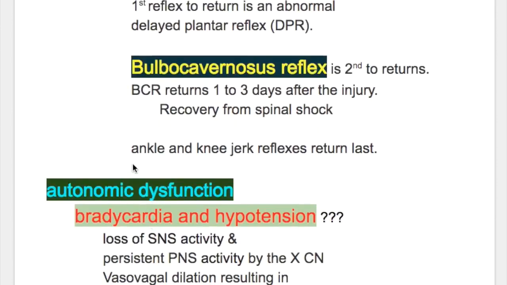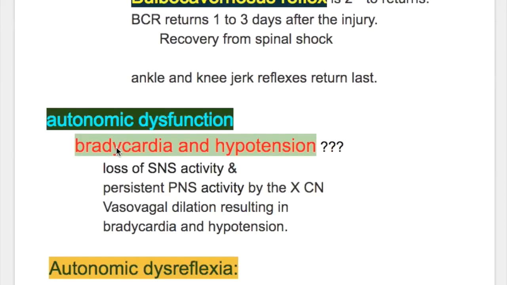A second topic, autonomic dysfunction. What happens in autonomic dysfunction? Bradycardia and hypotension. Why is there bradycardia and hypotension in autonomic dysfunction? It's because of loss of sympathetic nervous system activity and a persistent parasympathetic nervous system activity by the vagus nerve that leads to vasovagal dilatation, resulting in bradycardia and hypotension.